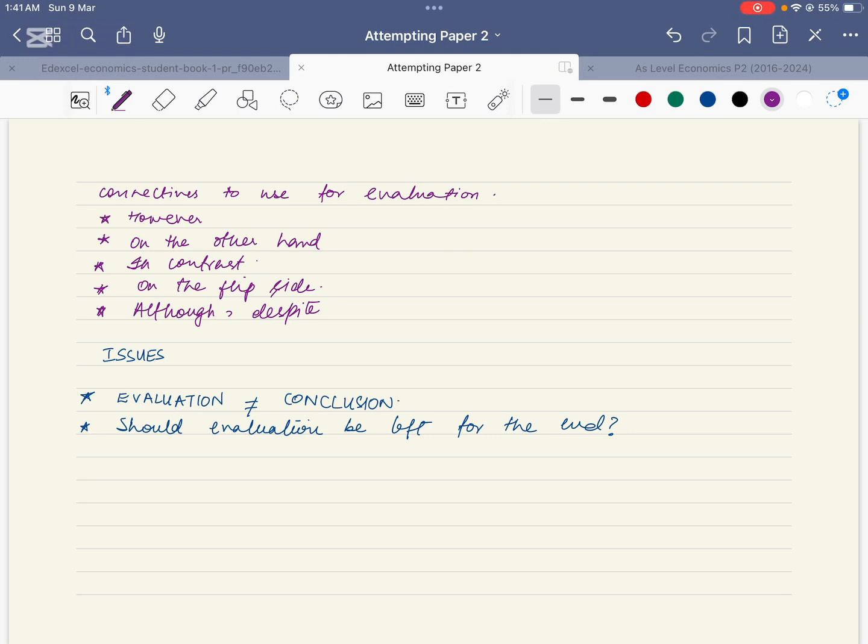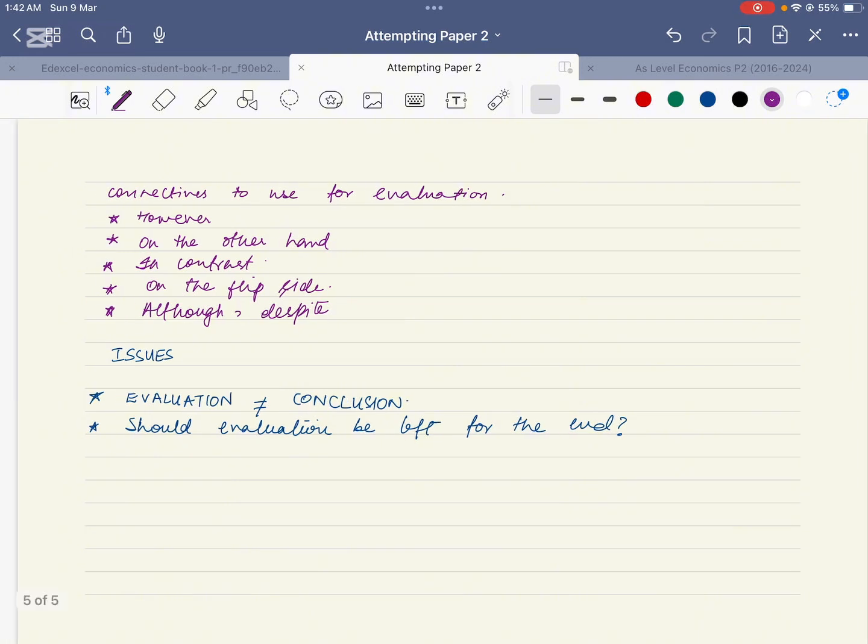For example, a key limitation to PPC is that it assumes fixed resources and technology, whereas in reality these factors change over time. The PPC does not consider efficiency, meaning that an economy may be operating inside the curve due to unemployment or underutilization of resources. This is one of the limitations that I have highlighted, and this can come at the end in this question.